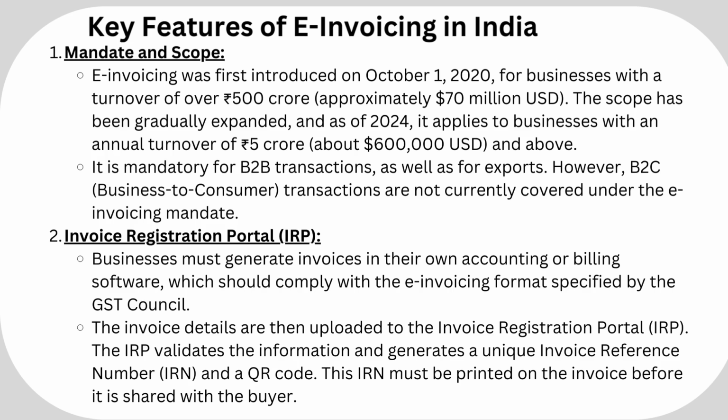2. Invoice Registration Portal, IRP. A. Businesses must generate invoices in their own accounting or billing software, which should comply with the e-invoicing format specified by the GST Council. B. The invoice details are then uploaded to the Invoice Registration Portal, IRP. The IRP validates the information and generates a unique Invoice Reference Number, IRN, and a QR code. This IRN must be printed on the invoice before it is shared with the buyer.